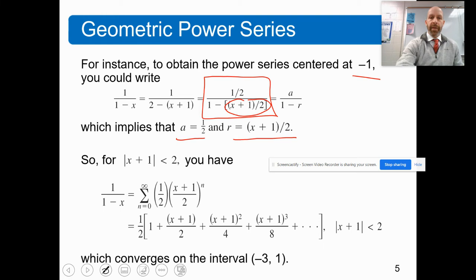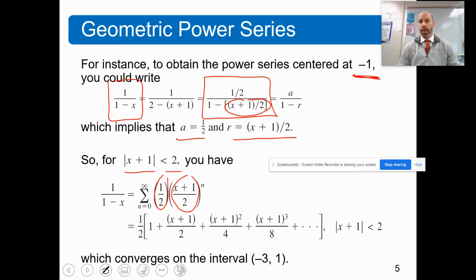So for the absolute value of x plus 1 less than 2, we have the following: 1 over 1 minus x is equal to the sum of 1/2, that's your a value, times r to the n. So that is the power series representation for the exact same function, but this time it's centered at negative 1. And here is the expanded notation. Notice now our interval of convergence is from negative 2 to 1.